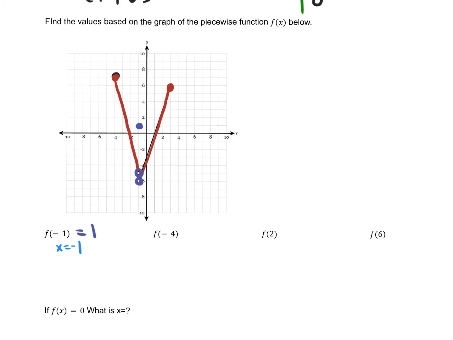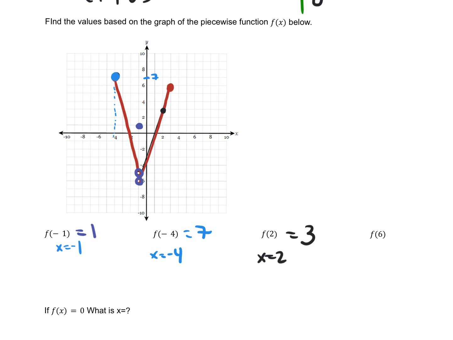Now if we look at f of negative 4, same idea. Our input is negative 4. If we go to negative 4 and go up here, you can see that's at this closed circle here. It's at the very end. So we just look at what the y value is. It appears to be 7. So f of negative 4 is 7. f of 2, same idea. We're going to go to 2. It looks like, I'm going to say it's somewhere around there. So if x is equal to 2 in this case, it looks like the y is 3. So f of 2 is 3.